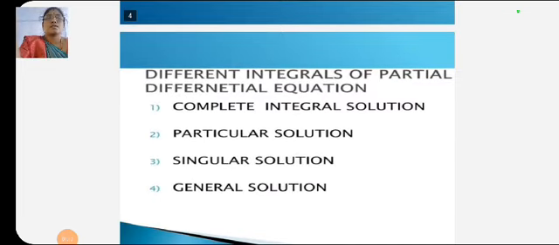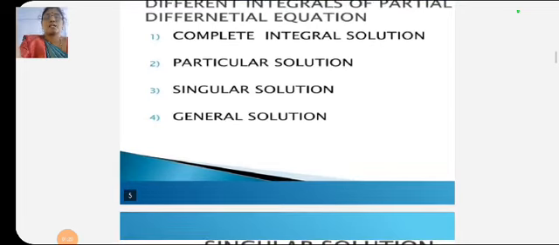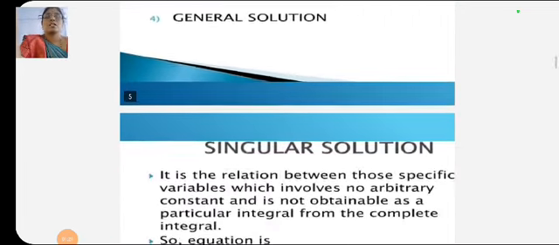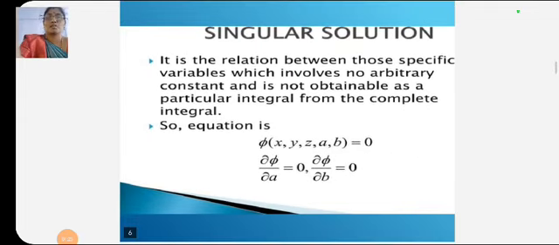Next we have to see the integrals of partial differential equations. There are four forms. The first form is the complete integral solution. The second form is the particular solution. The third is the singular solution. The final one is the general solution. First we have to discuss the singular solution.